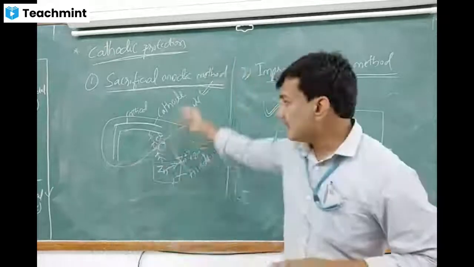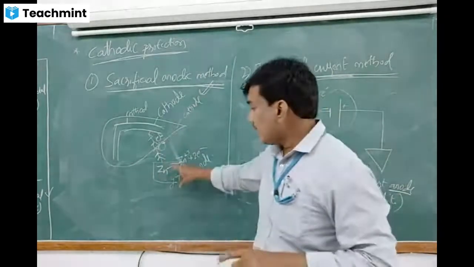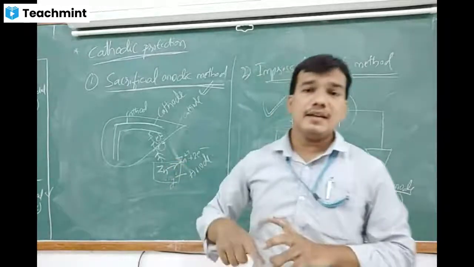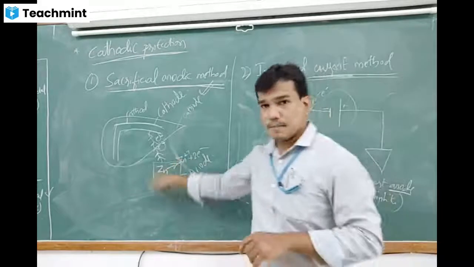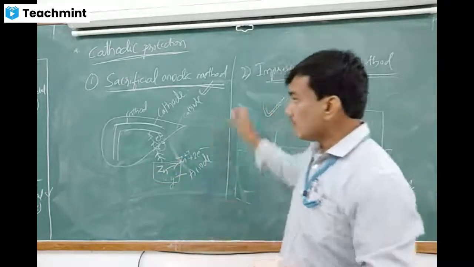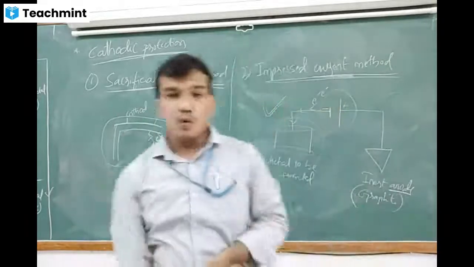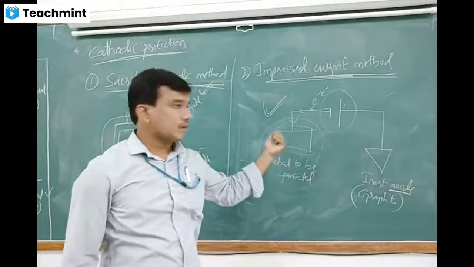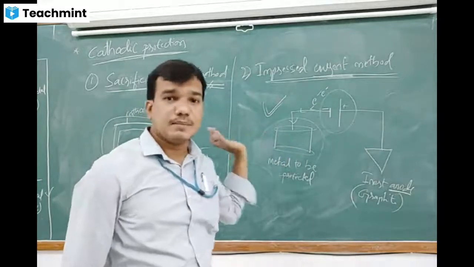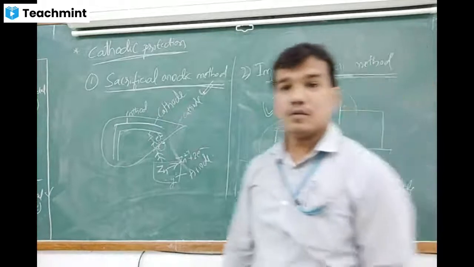Here we just connect the anode metal. When the complete metal is destroyed, we have to replace it with fresh metal. Compared to these two methods, the sacrificial anodic method is more advantageous than the impressed current method. Understood this concept, all of you?